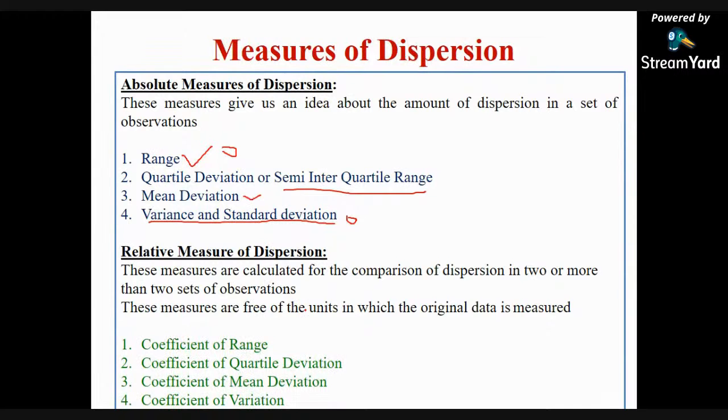And among the relative measures of dispersion, we generally go with the coefficient of variation. Others are also there, but we generally use the coefficient of variation. So we will see what those are, what their formulas are, and how they are calculated.